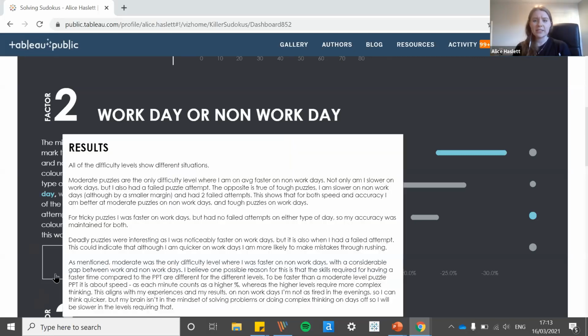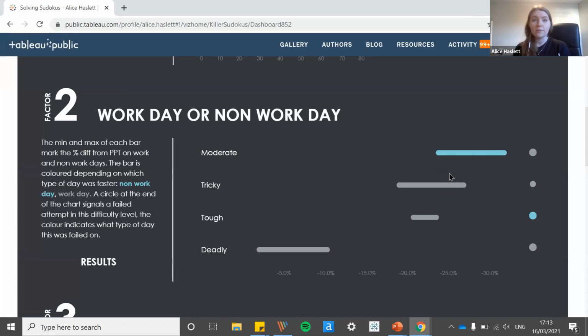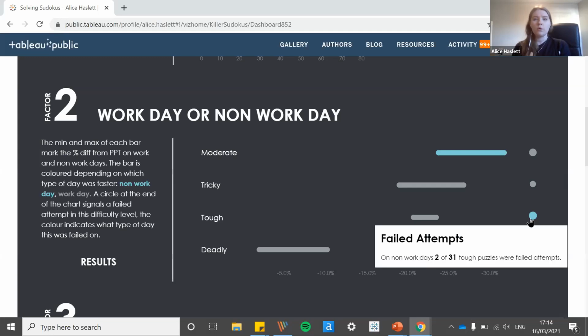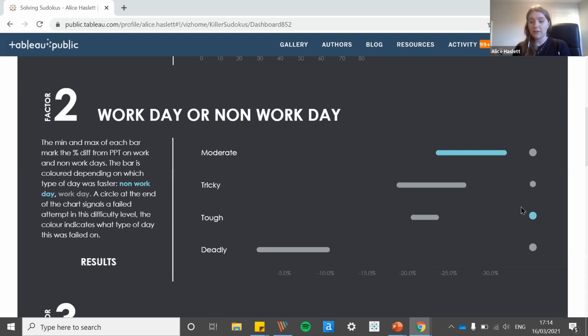There were some interesting findings here. So I could see that for tough level puzzles, I was a bit faster on work days, and I failed some on non-work days. So it seems that all round I was a bit better at them on work days than I was on non-work days, because I'd failed on non-work days and I was quicker on work days.